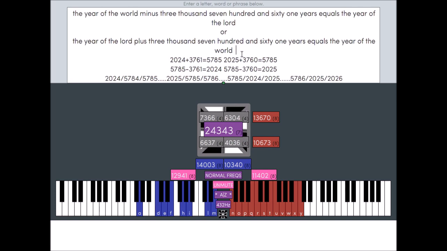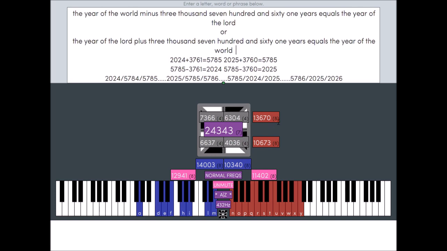I even talked about it in another video, but I've got in the year of the world, which is Anno Mundi with a Hebrew calendar, minus 3,761 years equals the year of the Lord, which is AD or Anno Domini, plus 3,761 years equals the year of the world, AM, Hebrew calendar.